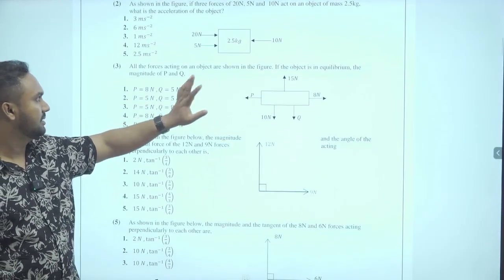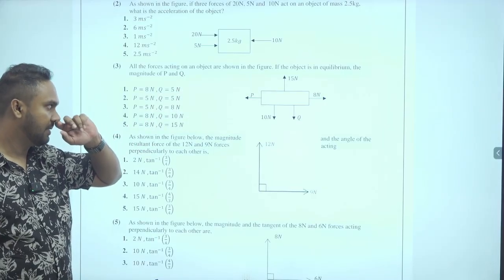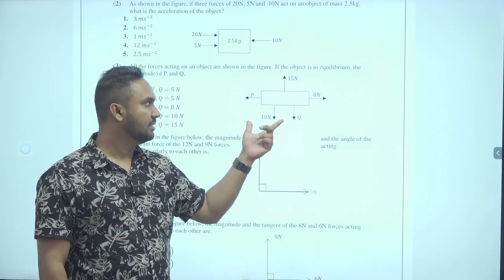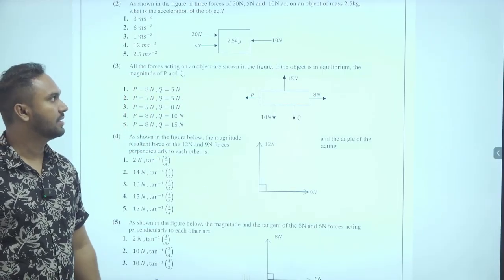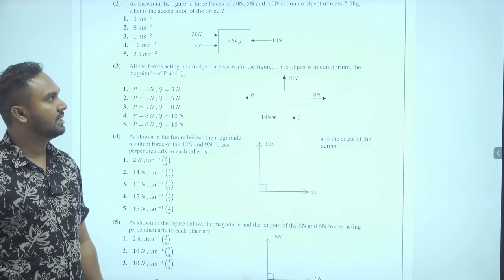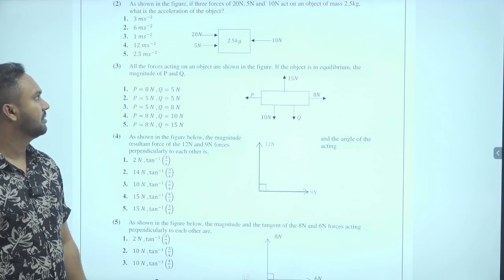Then here, this is an equilibrium. We didn't discuss this so far, but can still answer the question. This is under an equilibrium. All the forces acting on an object are shown in the figure. If the object is in an equilibrium, the magnitude of the P and Q.